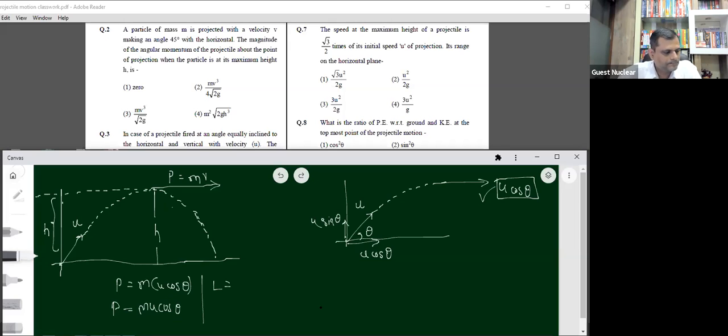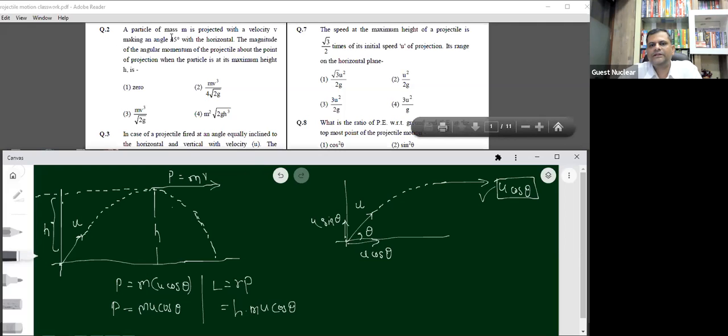So L is r into p, where r is going to be h and p is going to be m u cos theta, which we have just derived. And उससे भी आगे जाके थीटा here is going to be 45 degree. Just check. यहाँ पे क्वेश्चन में क्या दिया हुआ है? थीटा is going to be 45 degree. So if we just put it here, then we can get cos of 45 degree. How much it is going to be? तो देखो h into m u into cos of 45 degree. It becomes h into m u into 1 by root 2.